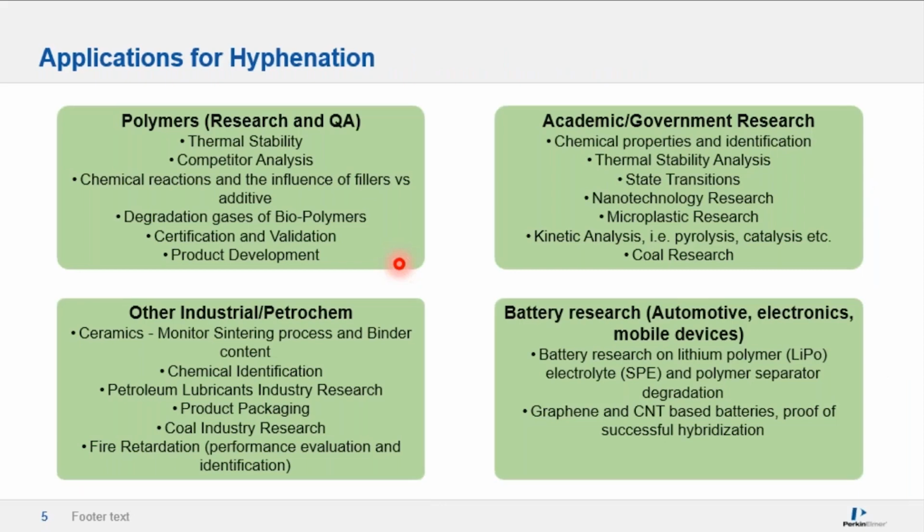Okay, so there are many different applications for evolved gas analysis and hyphenation. So I'll just point out a few cases. If we look at polymers, research, and quality assurance, we can study the thermal stability of polymers. This includes things like plasticizers and other additives that may be in these polymers. We can do competitive analysis or reverse engineering of different products. Hyphenation and evolved gas analysis provides an easy way to probe the chemistry of unknown samples. In general, very little sample prep is needed for this type of analysis.